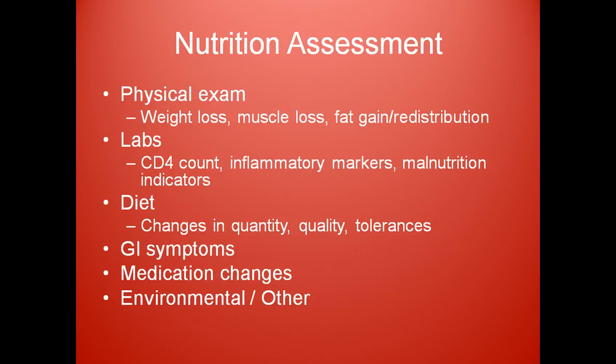You want to look at inflammatory markers. Again, HIV is an inflammatory process and stimulates an inflammatory process, so you want to look at those types of markers and consider those in your nutrition assessment. And then general malnutrition indicators, because we want to prevent malnutrition in this population as much as possible.